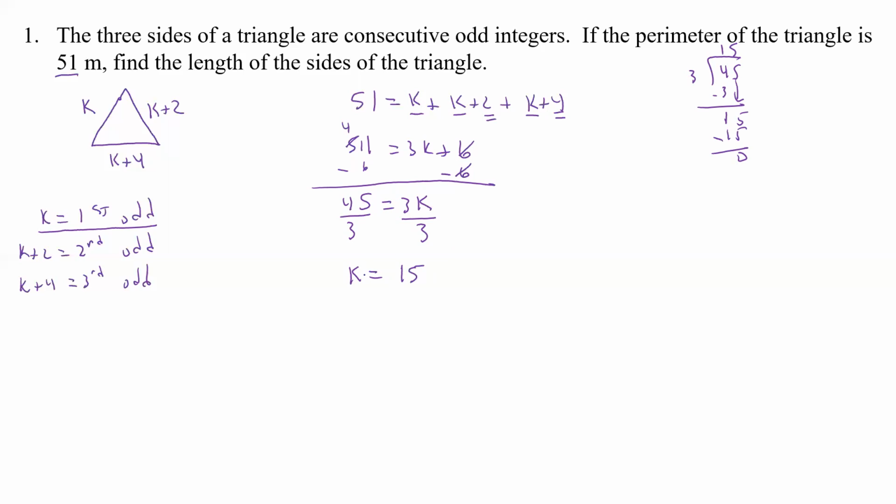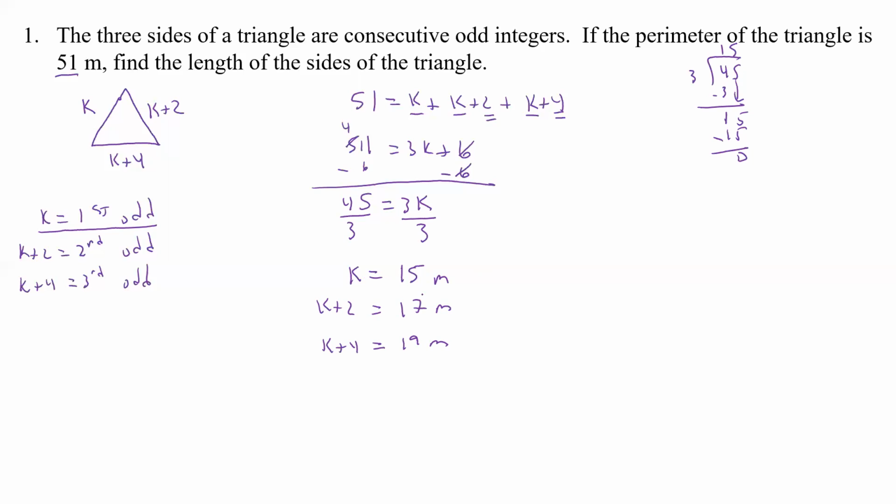Now this is our first odd, and we have to have units of meters, so k equals 15 m. What's k plus 2 then? k plus 2 is going to be 17 m. And then k plus 4 is going to be 19 meters. So those are our sides, starting at 15, then 17, and 19.